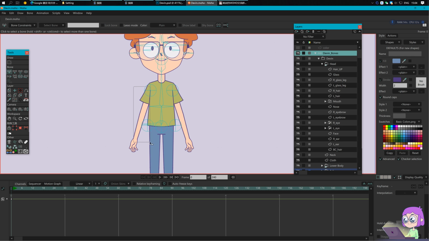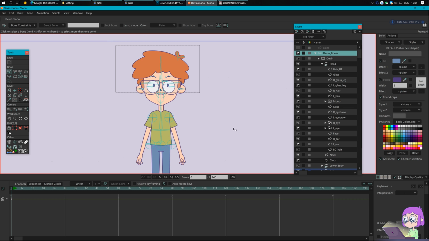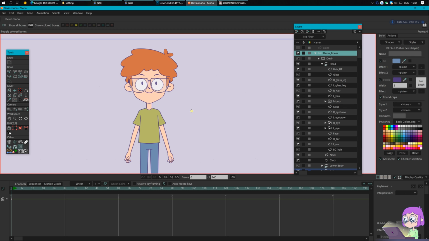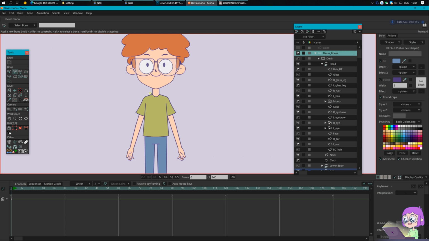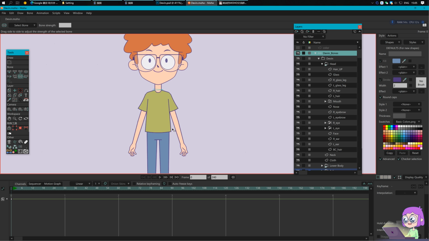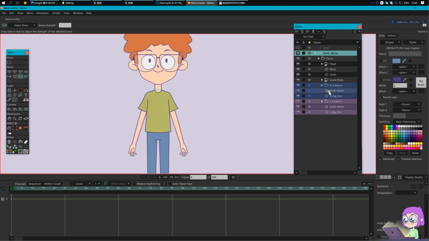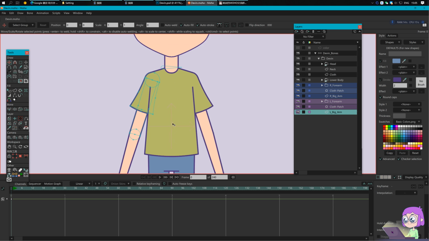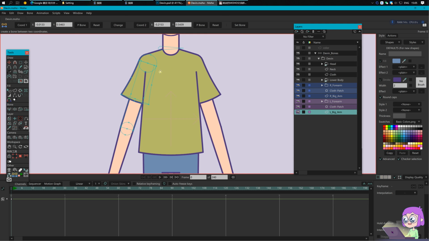Now I want to set the bones of the left arm. I hide all bones first. Then create a temporary main bone. First, set a bone of the arm.